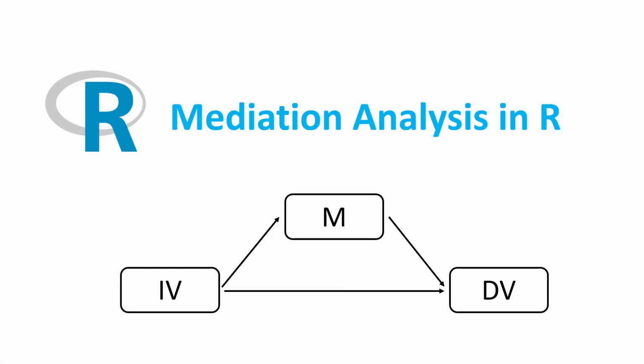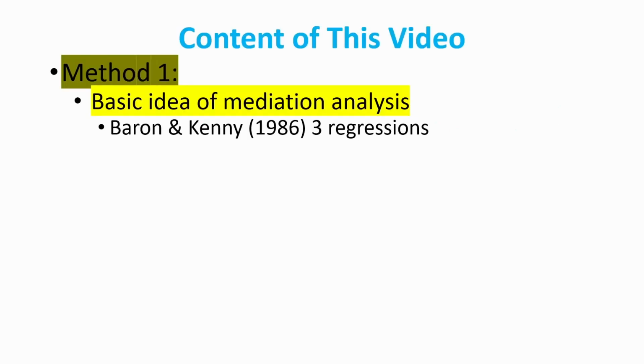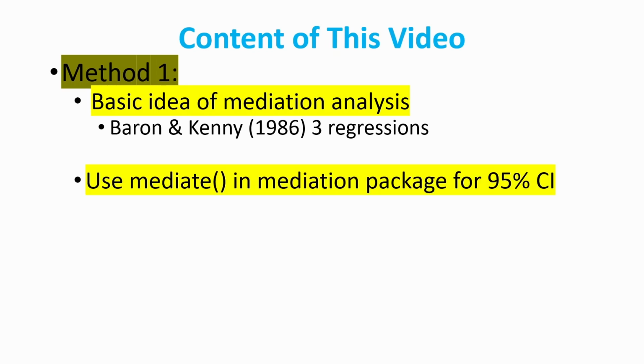In this tutorial, I'm going to show you how we can do mediation analysis in R. This video has two methods. The first method is that I'm going to show you the 3 regressions based on Baron and Kenny's paper. And I'm also going to show you how we can use the mediate function in the mediation package in R to calculate the 95% confidence interval.